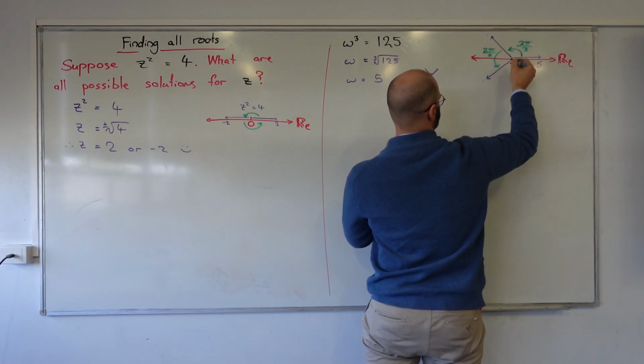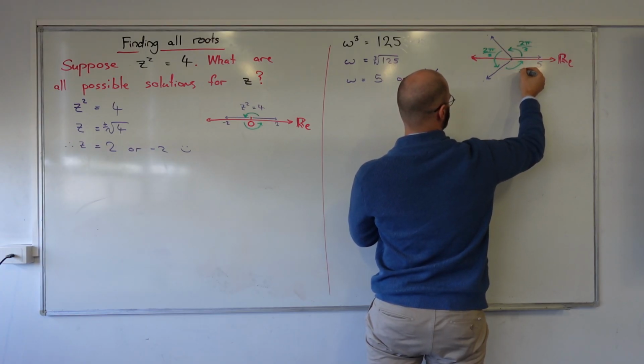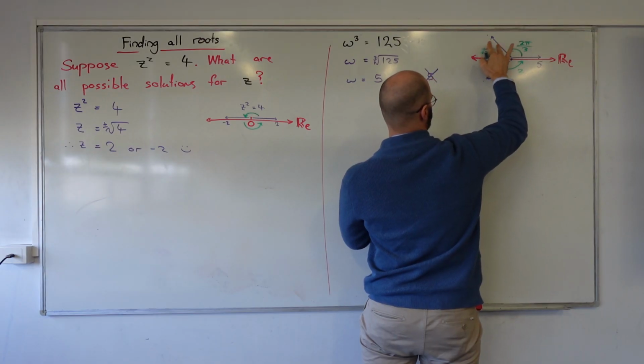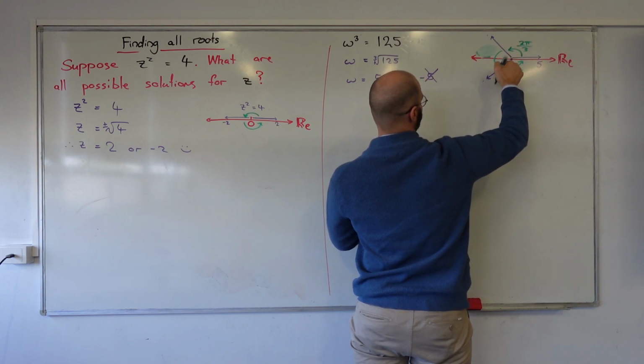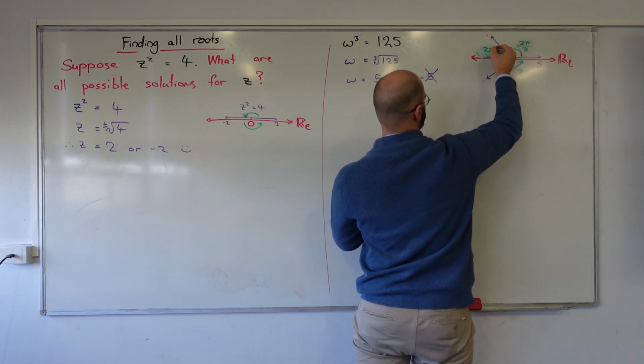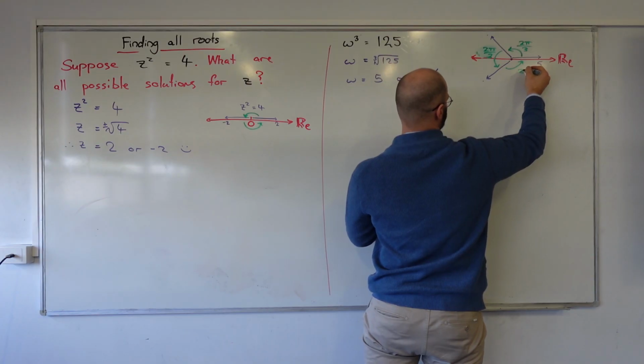Is that obvious? Because I might divide by 3, that's 4 pi on 3. Sorry, I'm bamboozling myself. The distance from there to there is 4 pi on 3. This is 2 pi on 3, and that's 2 pi on 3.